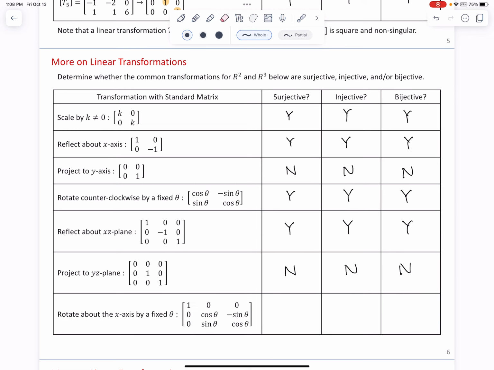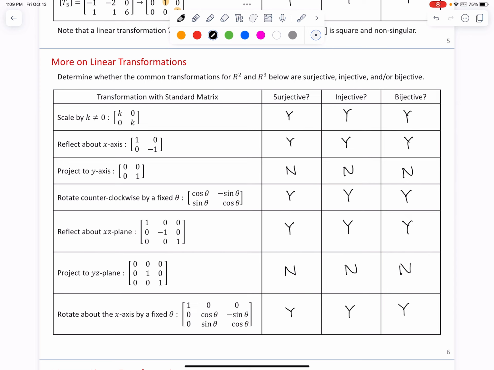And then the last one, rotations. All rotations can be reversed and reversed uniquely. So every vector in R3 is in the range, and when you undo the rotation, you get a unique preimage. Therefore, this rotation is both surjective and injective, therefore bijective.